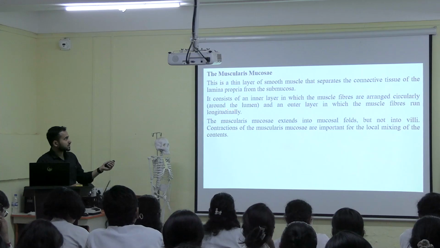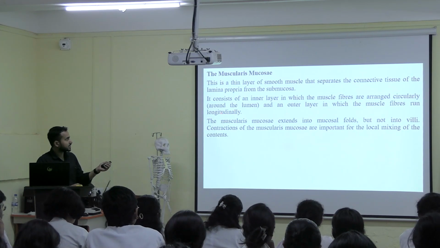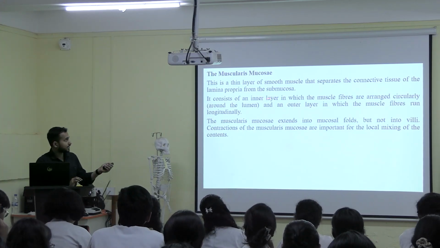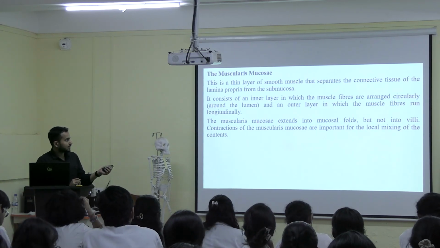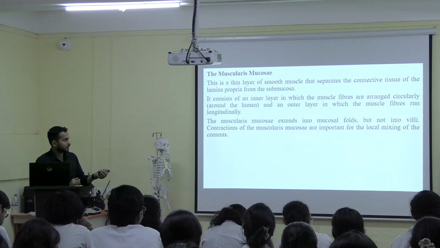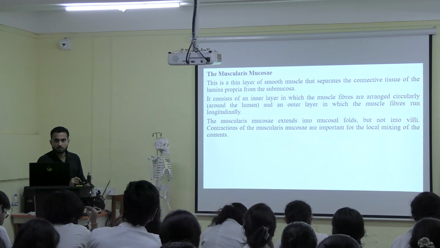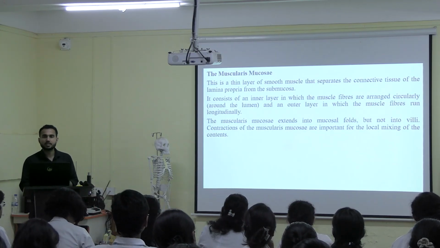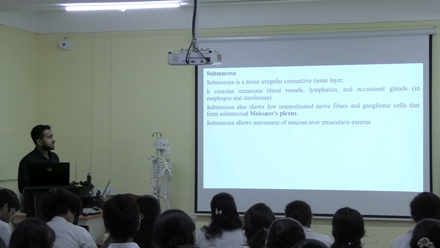Now, it consists of an inner layer arranged circularly and an outer layer arranged longitudinally. So here also the arrangement is inner circular and outer longitudinal, and this particular layer is well developed in the stomach. Now, the muscularis mucosa extends into the mucosal folds, but not into the villi. That is one important point. Contraction of this layer helps in local mixing of the content. Whatever secretions are there, the mixing with the food takes place with the help of this muscularis mucosa.